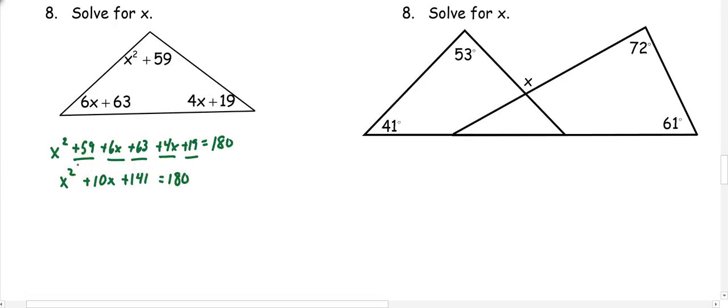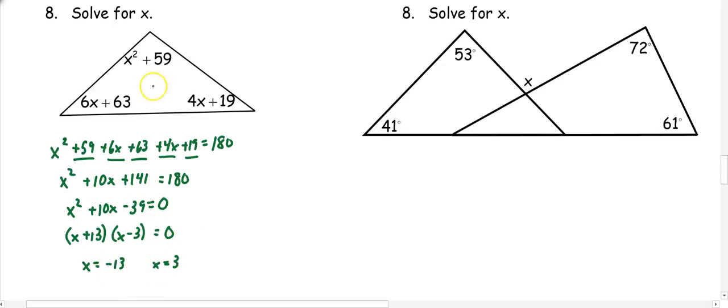Because there's an x squared, this is going to be a factoring problem. So I'm going to subtract 180 from both sides: x squared plus 10x minus 39 equals 0. I need two numbers that multiply to negative 39 and add to 10. So I get x plus 13 and x minus 3 equals 0, so x is equal to negative 13 and x equal to 3. In this case, negative 13 won't work because if I put it in the angle on the right, I'm going to get a negative number, and we can't have negative angles.